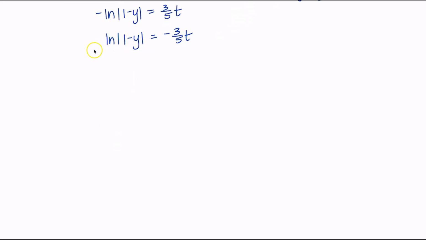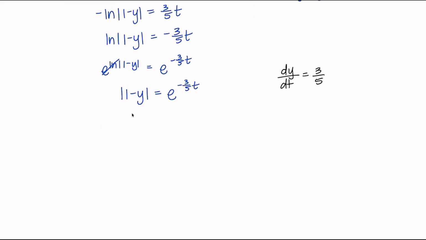From here, to solve for y, I'm going to exponentiate both sides. So e to the natural log of the absolute value of 1 minus y, equals e to the negative 3/5 t. Now e and natural log cancel, so the absolute value of 1 minus y is equal to e to the negative 3/5 t. Right here, I can't just drop the absolute value bars without an understanding of the quantity 1 minus y. To get that understanding, I'm going to refer back to the original differential equation. So dy/dt was equal to 3/5 times the quantity 1 minus y.